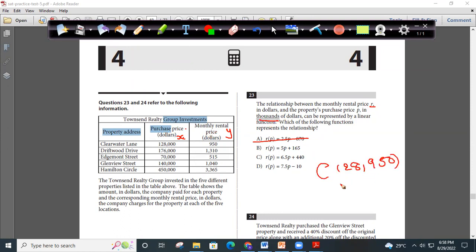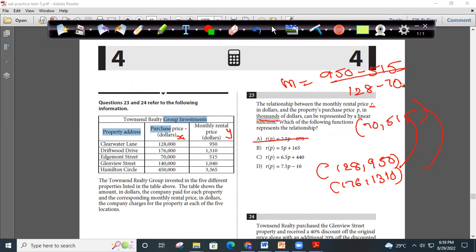128, 950; 176, 1310; 70, 515. These are the points. You can write the remaining. So find the slope. Take any 2 points. Let me take these two. So 950 minus 515 divided by 128 minus 70. So the denominator is 60 and the numerator is approximately 400. So this is approximately close to 7.